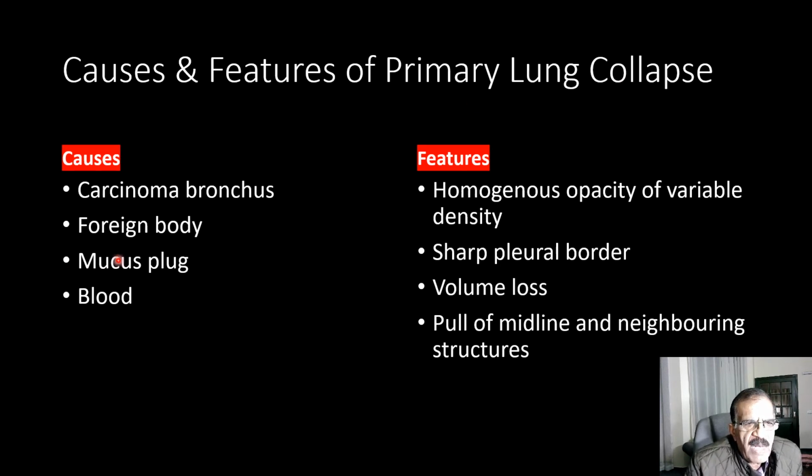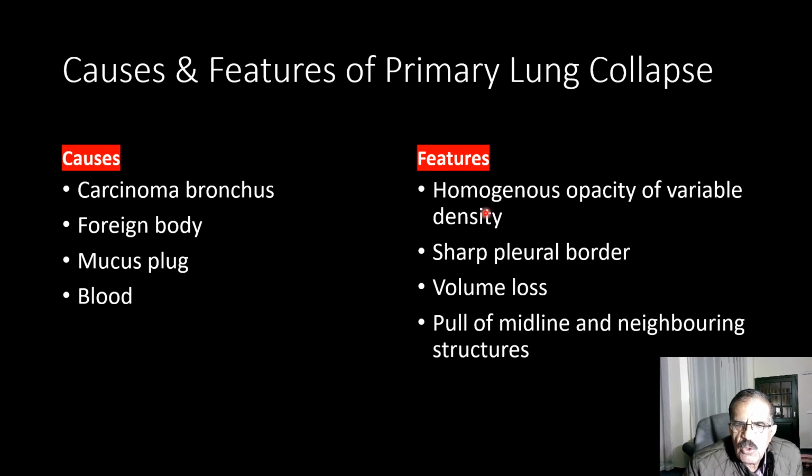It is caused by maybe carcinoma bronchus, maybe a foreign body, which is a common thing in the elderly or in very young children. Mucus plug: those patients who are very sick and asthmatic patients may not be able to expectorate, and a mucus plug can lead to collapse. And presence of blood: somebody having hemoptysis can also have collapse.